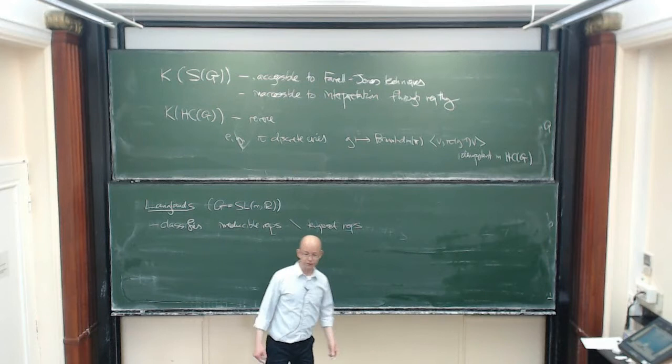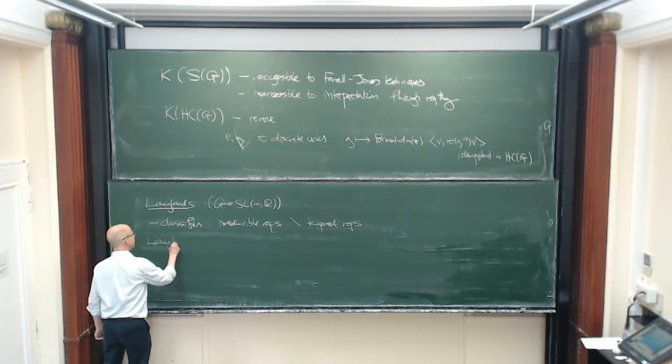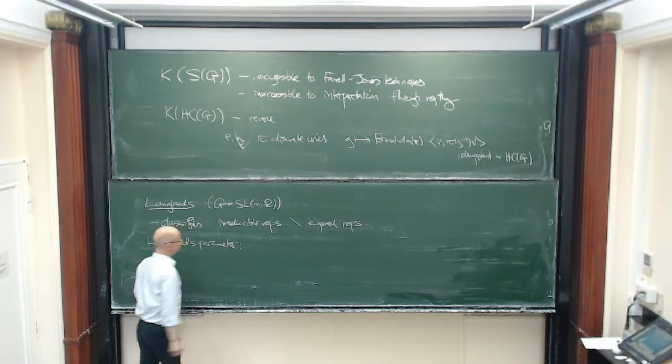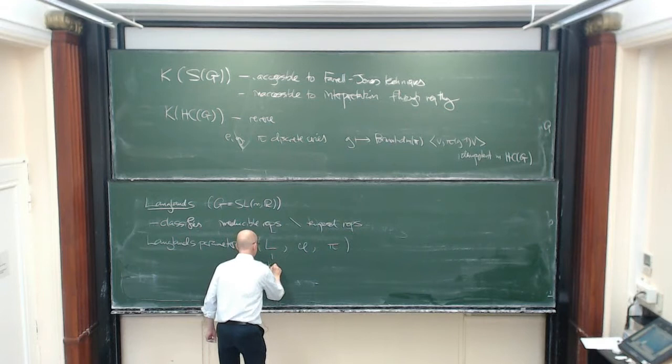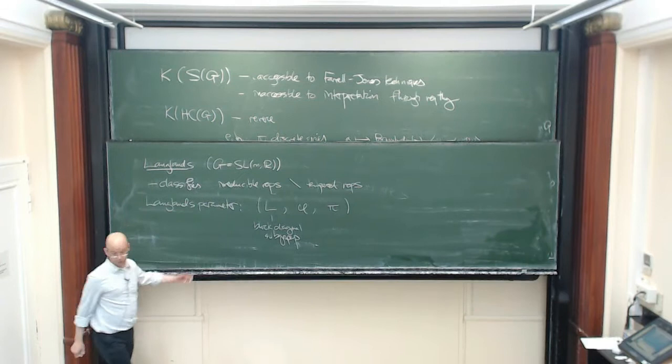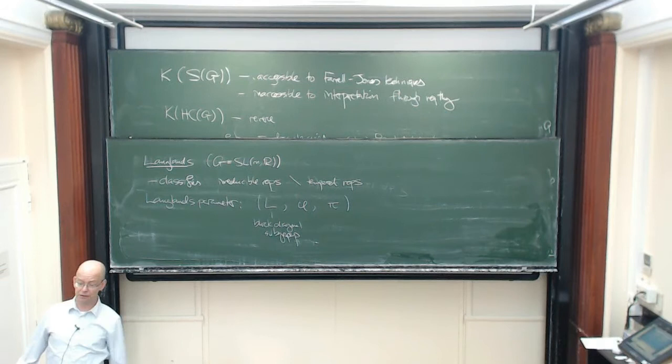And he does so in terms of what are called Langlands data or Langlands parameters. So a Langlands parameter is a triple of things. It's an L and a phi and a pi. L is just a block diagonal subgroup, a so-called Levi subgroup of SL(n). So maybe n is 5 and it's the 2x2 block and then the 3x3 block just below it, something like that.